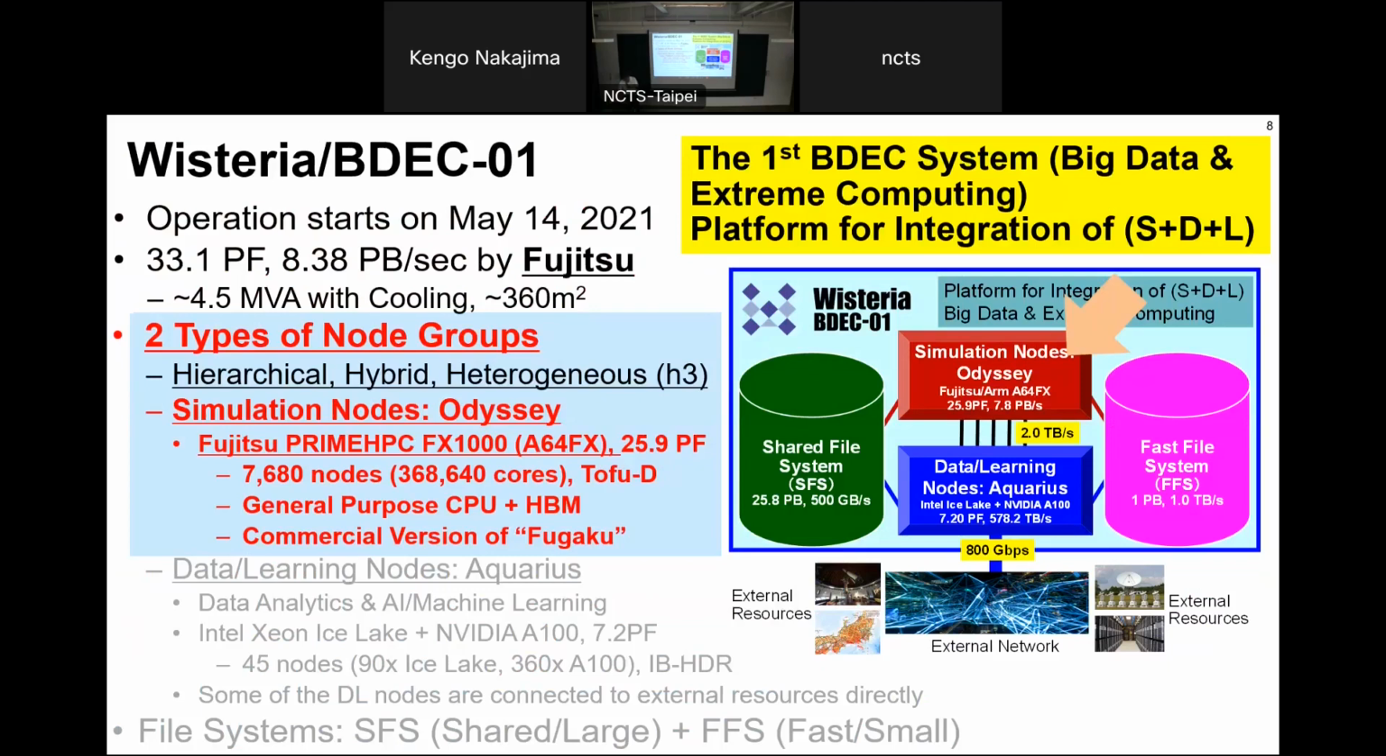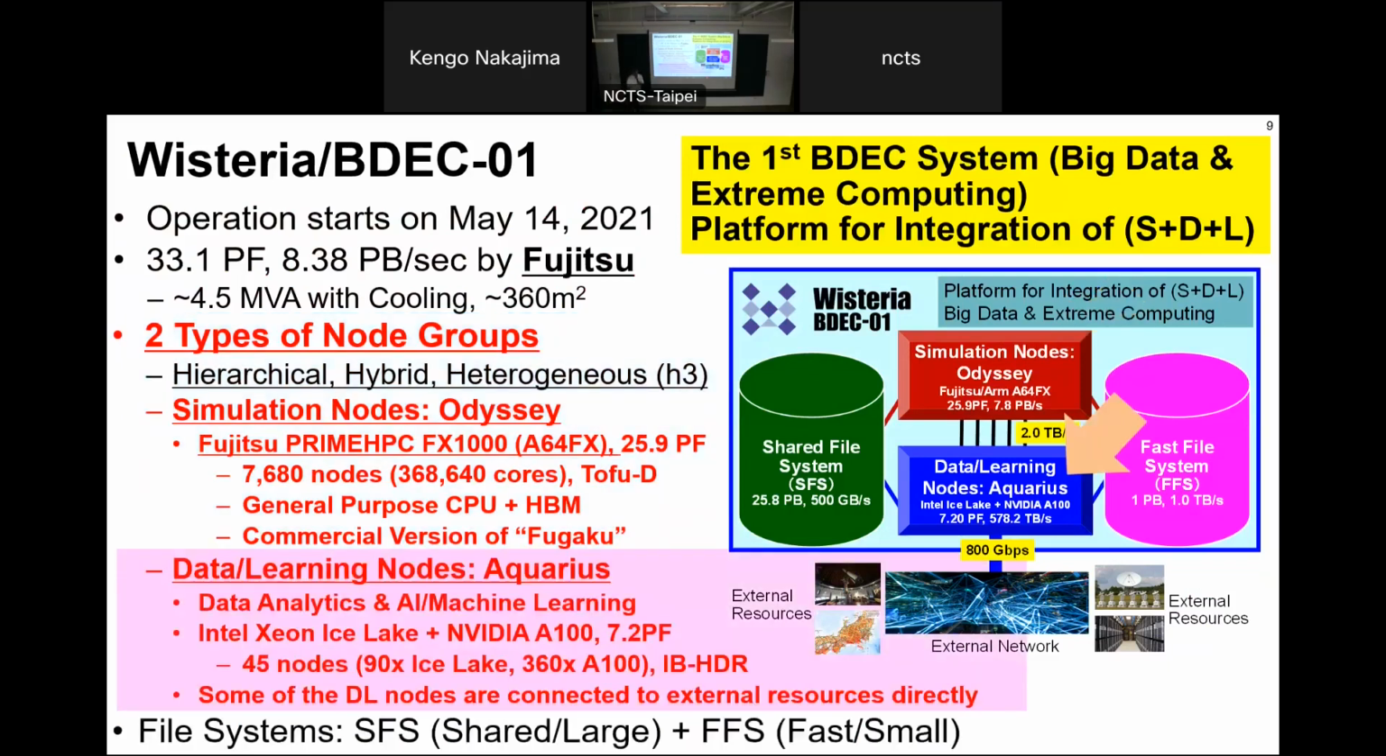And another part is the data and learning nodes called Aquarius. It's for data analytics and AI machine learning workloads. It consists of Intel Xeon Ice Lake processors with NVIDIA A100 GPUs. In total we have 360 GPUs, and the peak performance is 7.2 petaflops. And some of this Aquarius part is connected to external resources directly.